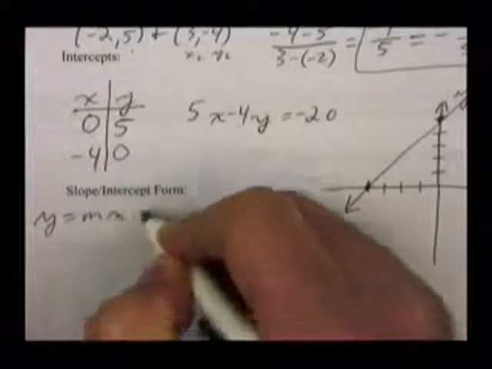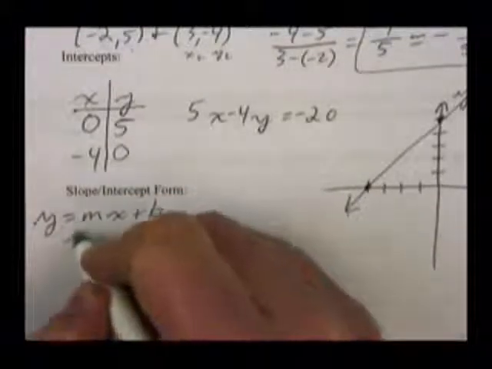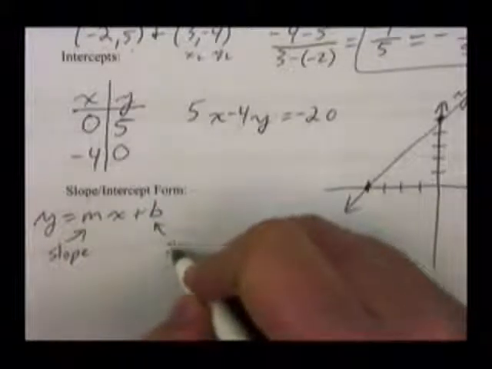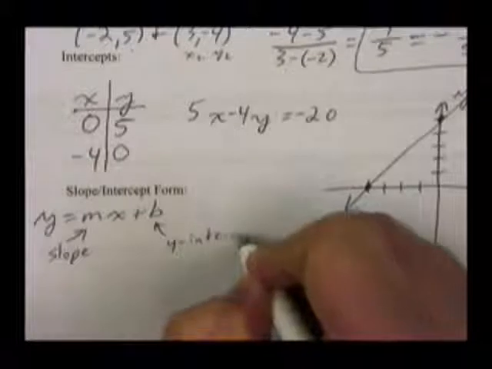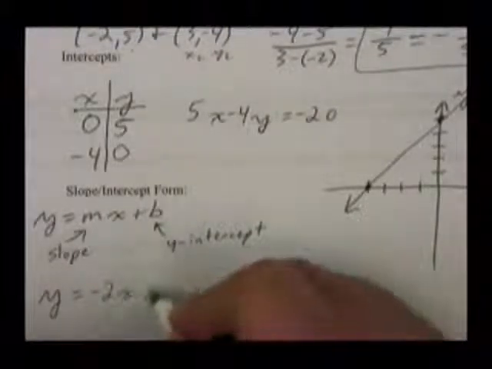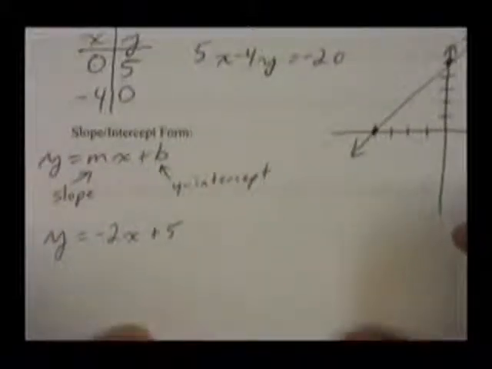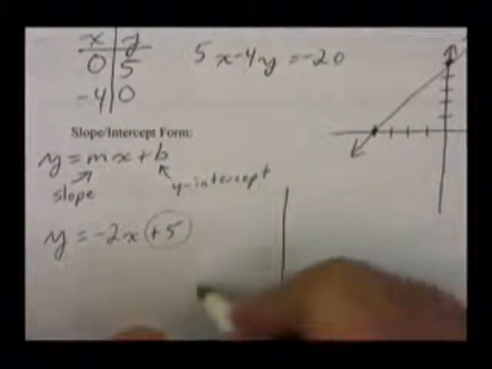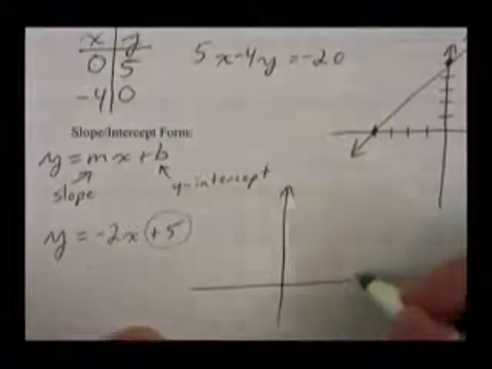y equals mx plus b, where m is your slope and b is your y-intercept, where it hits the y-axis. So if you have something like y equals negative 2x plus 5, and you want to graph that, well, you already know all the information that you need. This will give you a point on the graph. It will give you the point y equals 5.